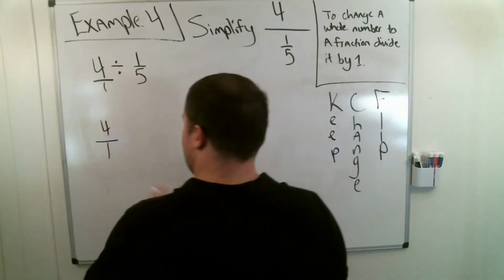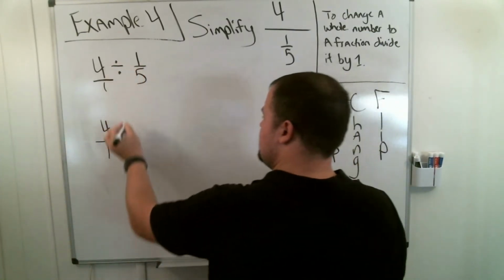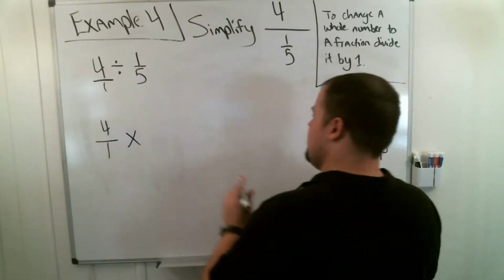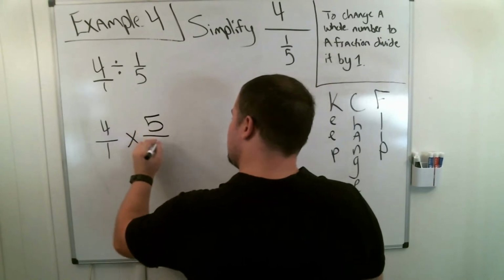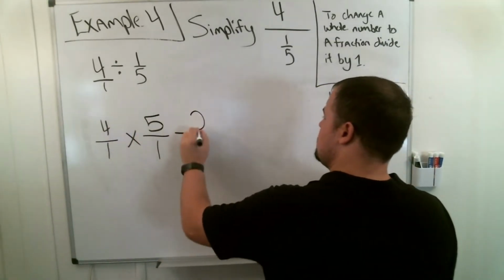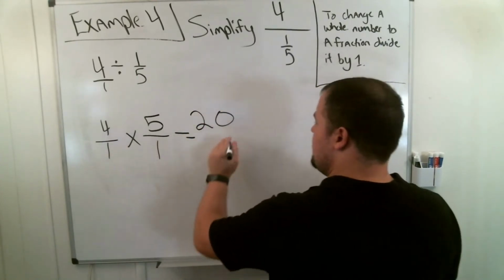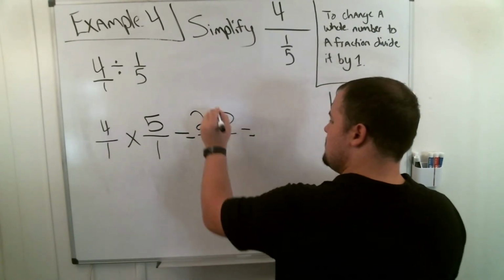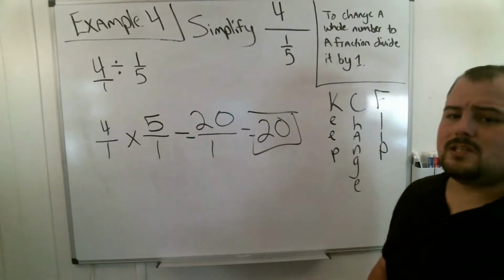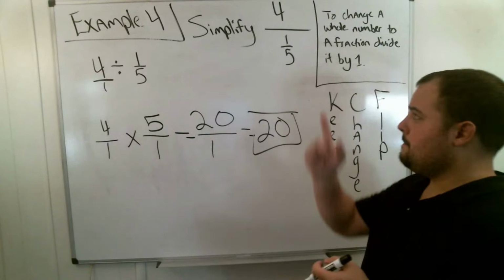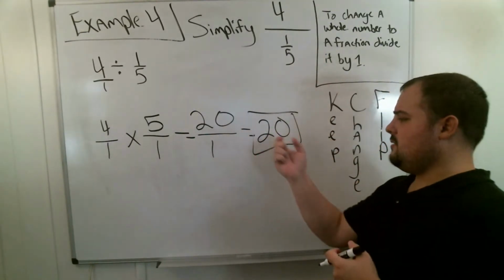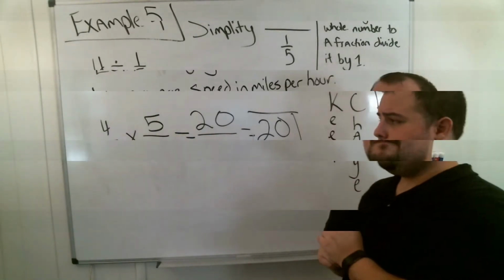4 divided by 1, keep it the same. Change division to multiplication. And now we're going to flip that second fraction. Multiply straight across. 4 times 5, that's 20. 1 times 1, that's 1. 20 divided by 1, that's 20. So what this means is if I had 4 sheets of paper and I split them equally 5 times, I would end up with 20 little small sheets of paper.